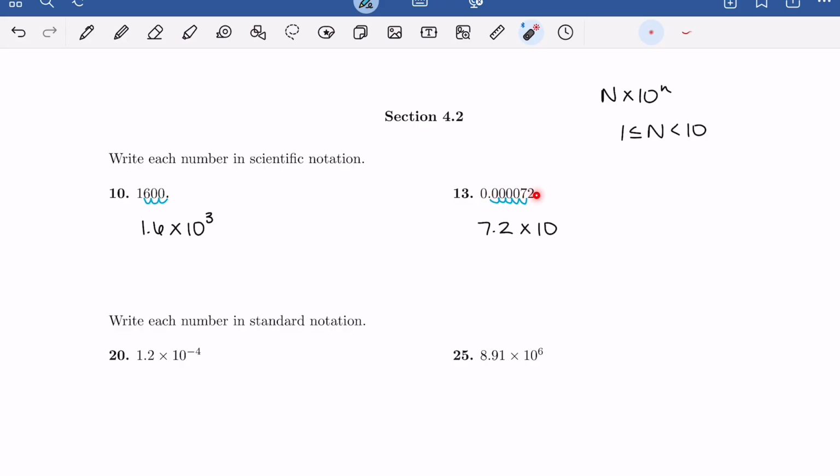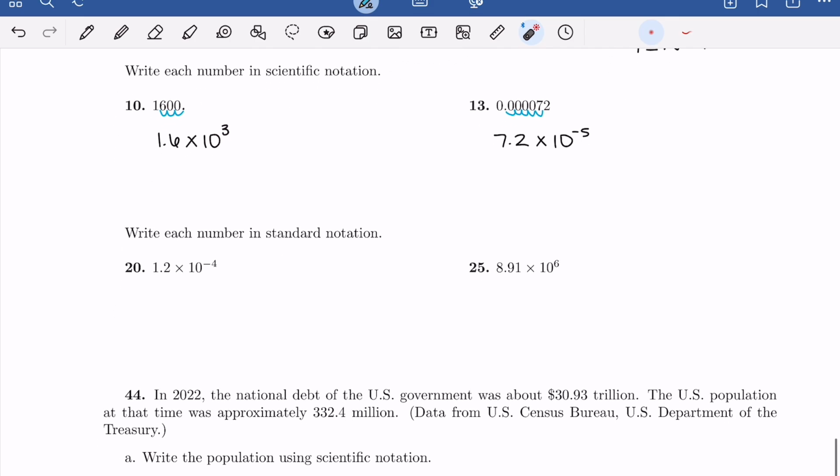But since we moved this decimal 5 units to the right, and this is a really small number, this is going to be written as negative 5. So if we move the decimal to the right with a really small number, we're going to have a negative exponent. And if we move it to the left, making a bigger number smaller, we're going to have a positive exponent. So let's look at these next two examples.